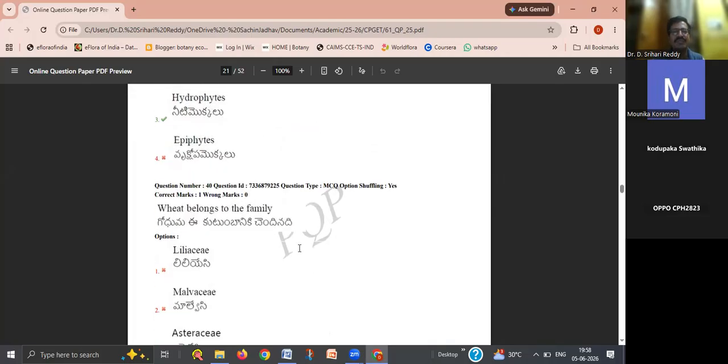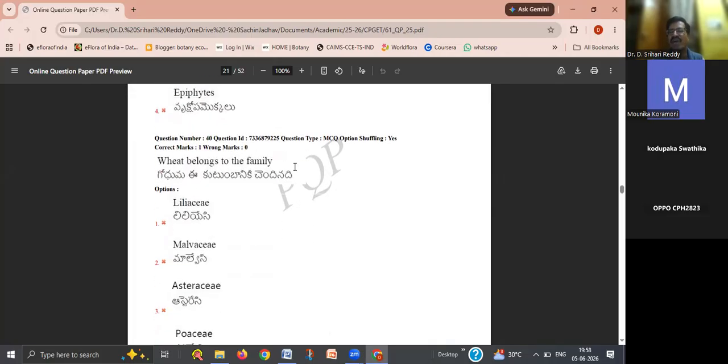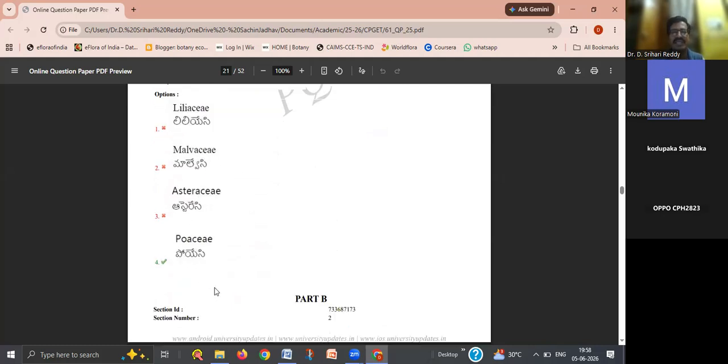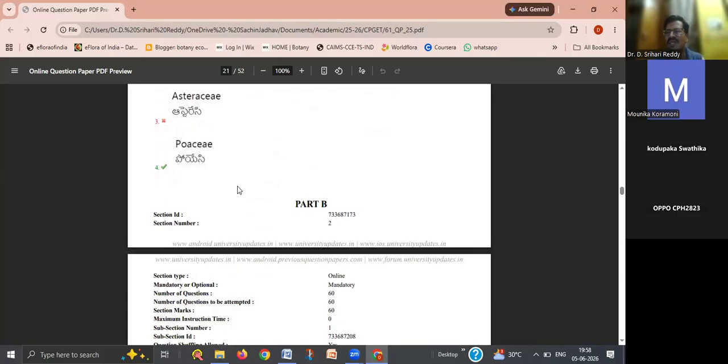Okay. Next, wheat belongs to the family. Wheat, we know, belongs to Poaceae. You know, most of the grass plants belong to Poaceae. So wheat, also one of the grass plants, belongs to Poaceae. Rice, wheat, sorghum, pearl millet, most of the cereals and millets belong to the family Poaceae.